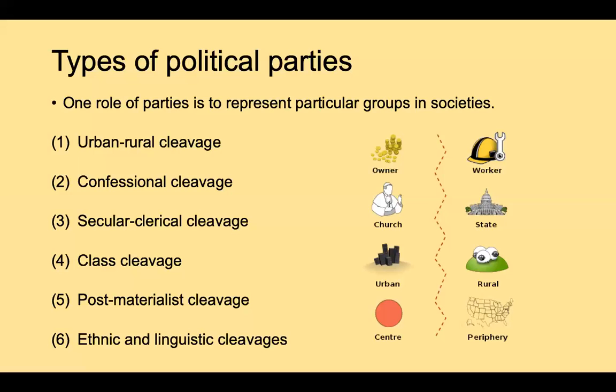We know that there's a post-materialist cleavage that might relate to different jobs or functions in society of different groups. And then, of course, there are ethnic and linguistic cleavages. In many countries, there are ethnic parties or parties that represent particular ethnic groups. And these parties can break down, of course, along ethnic lines or linguistic lines or cultural lines. Sometimes even regional lines can be relevant.